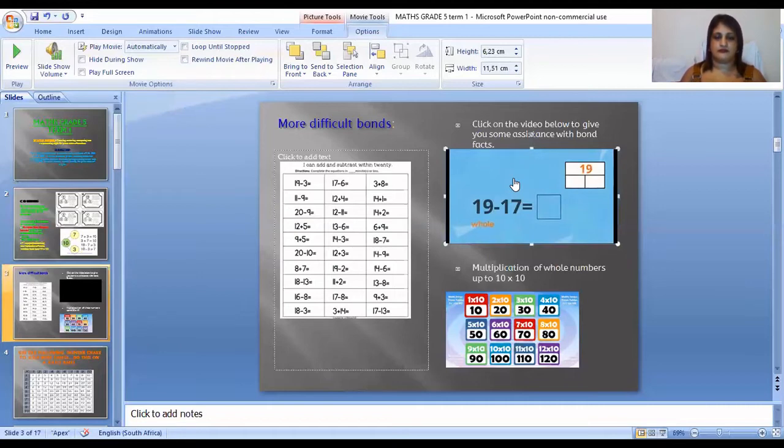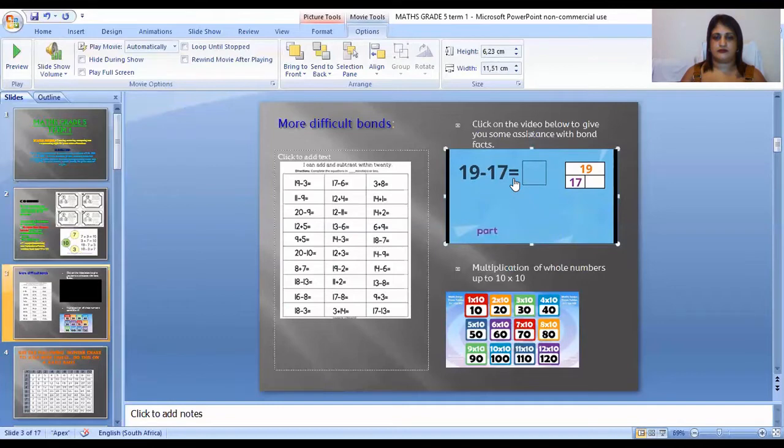19 is the whole. 17 is the part that we must take away. The equation is asking us to work out what part will be left over. We could work this out by subtracting 17 from 19, but there's an easier way. Let's use the relationship between addition and subtraction to turn this problem around.